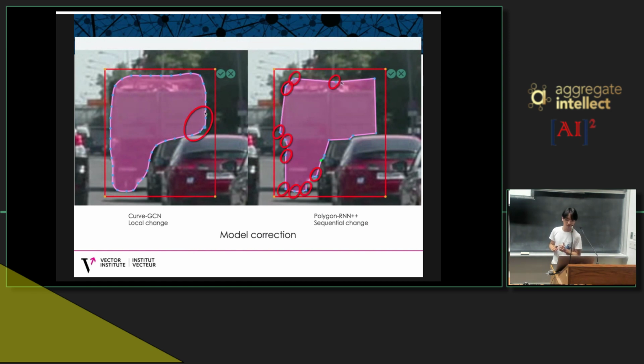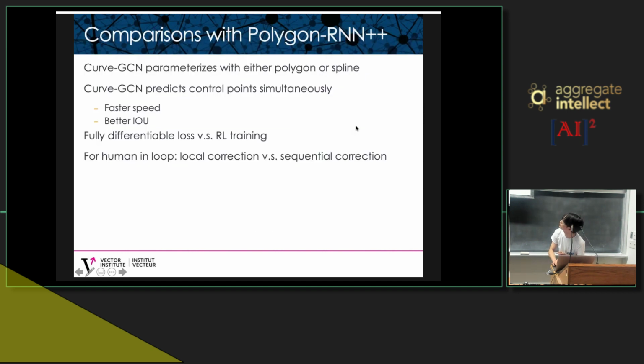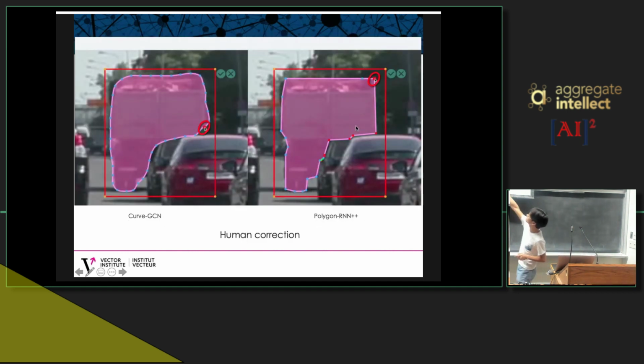So for this part, the polygon recurrent neural network will repredict every point along the trajectory. But for our curve GCN, we only repredict its neighbor points, because the models always make mistakes on the neighborhood, and it's more reasonable to correct the information there. Maybe in the polygon recurrent neural network, this bottom part is very good, but the model still needs to change it. But here, if it's good, then we don't need to change it.